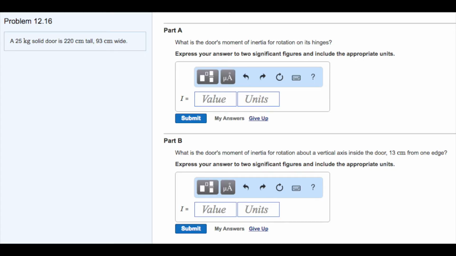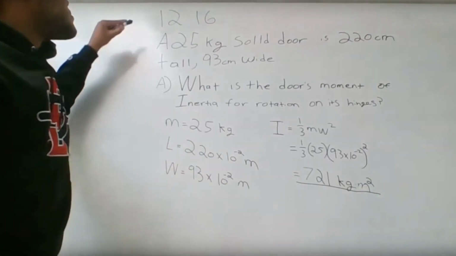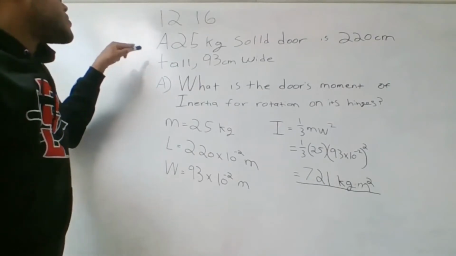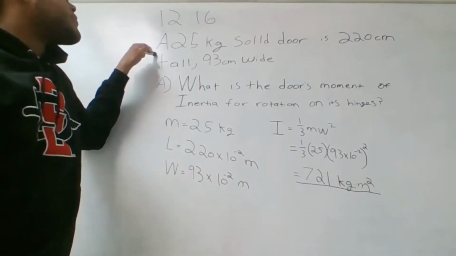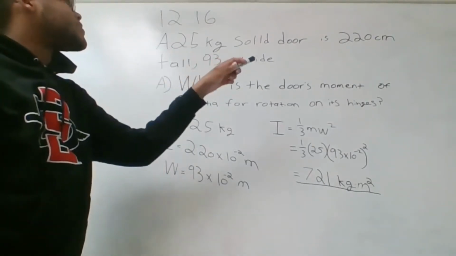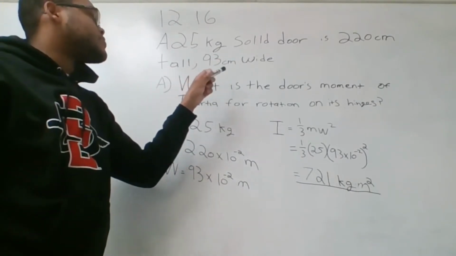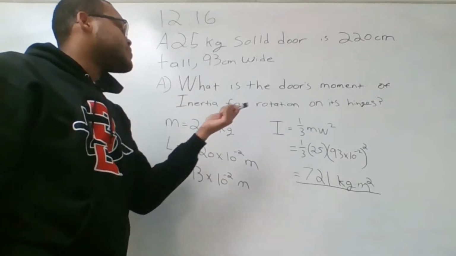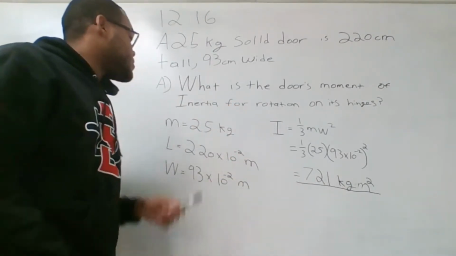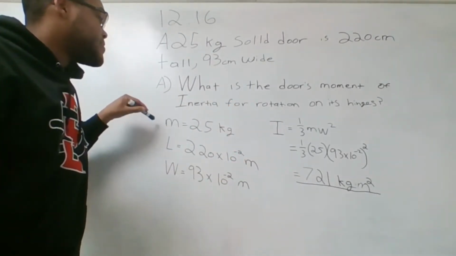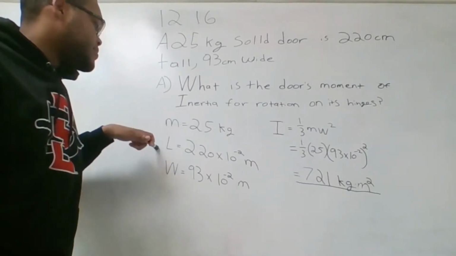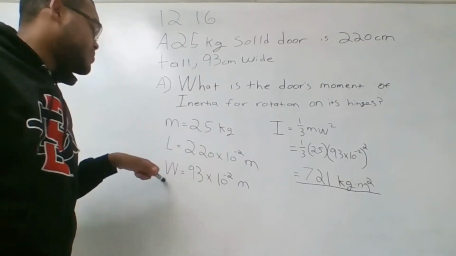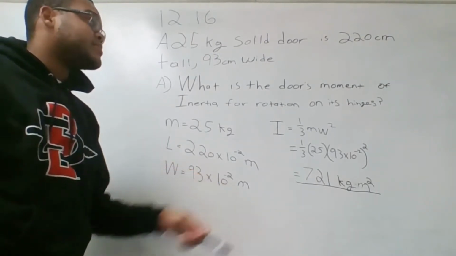Let's do part A first. So for problem 12.6, we're dealing with inertia. We have a normal problem of set axis, with a 25 kilogram solid door that is 220 centimeters tall and 92 centimeters wide. For part A, it's asking us, what is the door's moment of inertia for the rotation on its hinges? With our givens, we have the mass at 25 kilograms, the length at 220 times 10 to the negative 2 meters, and the width, which is 93 times 10 to the negative 2 meters.